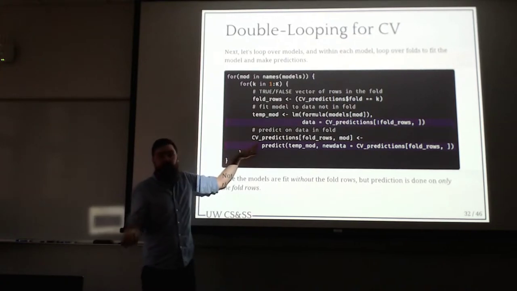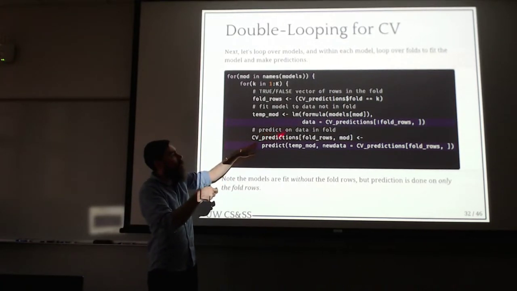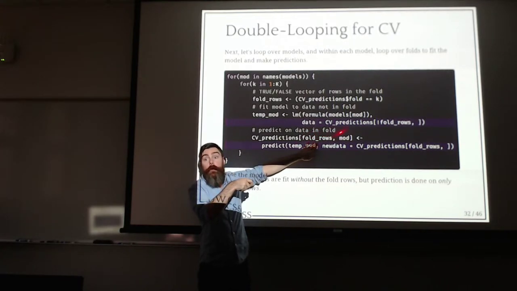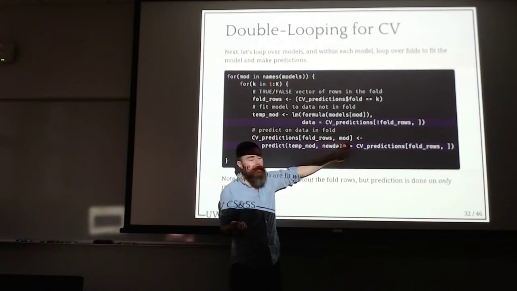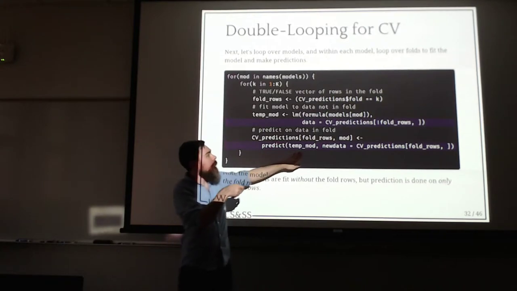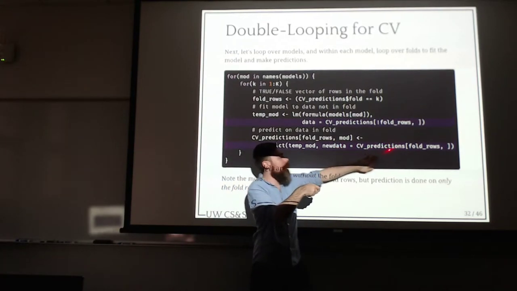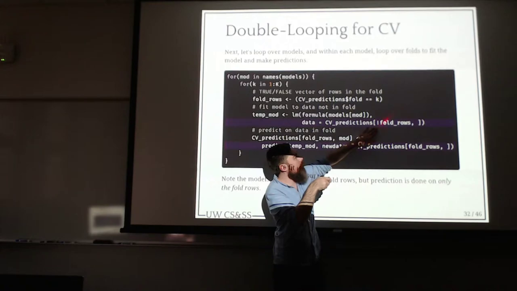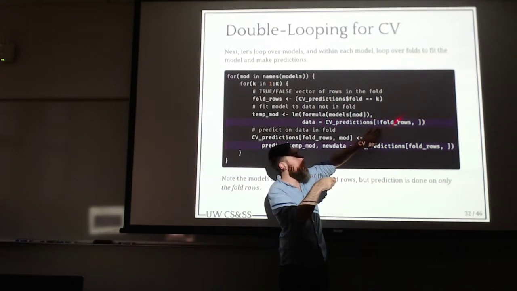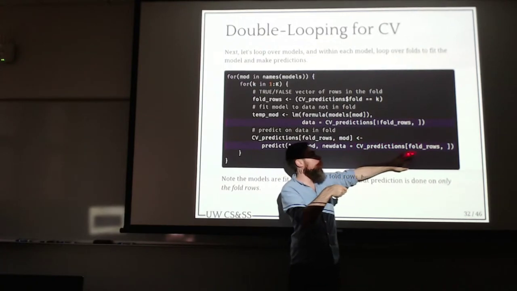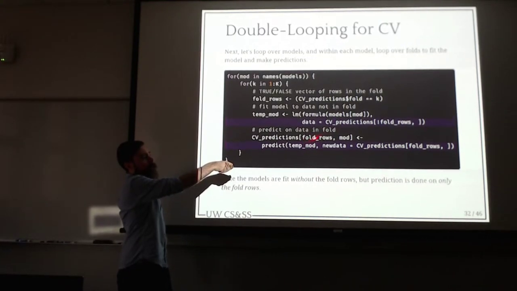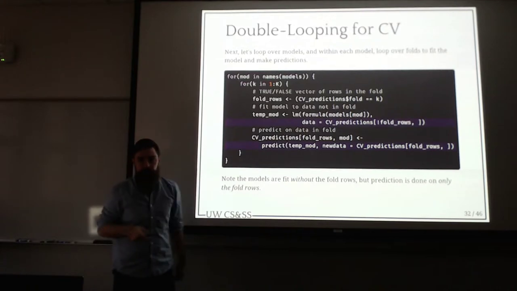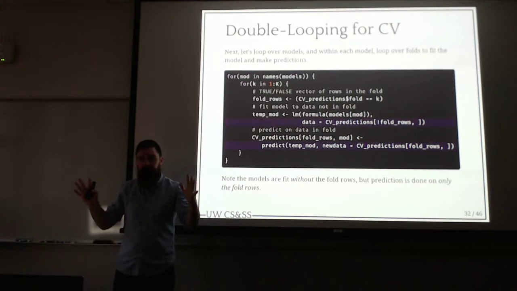Then I want predictions from this. We're going to assign to CV predictions the fold rows, that is the rows of the omitted data, in the named column, whatever our current model is, equal to predict, where temp mod is the output from this linear model, and the new data is equal to our CV predictions, our fold rows. So it's the exact opposite of this. This was fitting a model using everything except our fold rows. This is doing prediction using only our fold rows, and then assigning those predictions into the particular rows for that fold and the particular model we're currently on. There's a lot going on here. Do you have any questions about it?